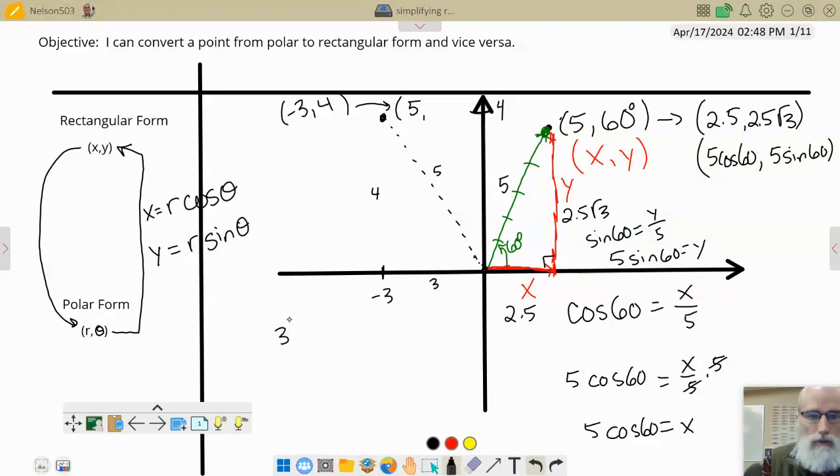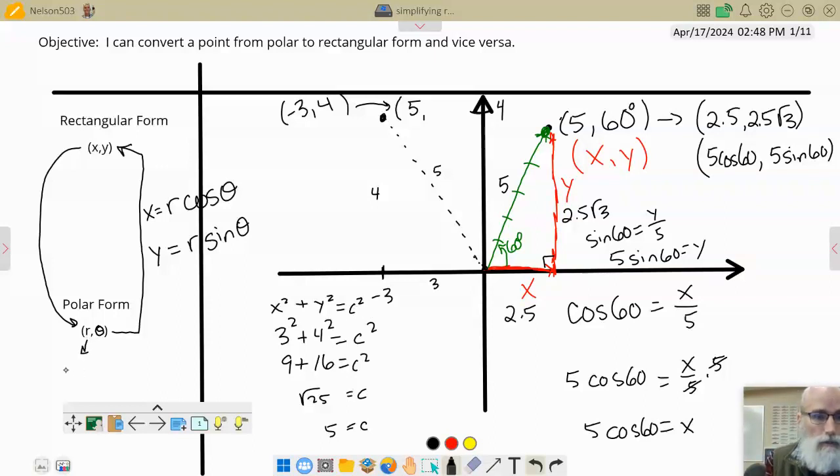So you're going to go 3 squared plus 4 squared equals c squared. That's 9 plus 16 equals c squared. C equals the square root of 25, which comes out to be 5. So you're going to do x squared plus y squared, and that's going to be equal to your hypotenuse squared. That's going to be equal to the radius squared. So to get the radius, you're going to want to take the square root of x squared plus y squared.